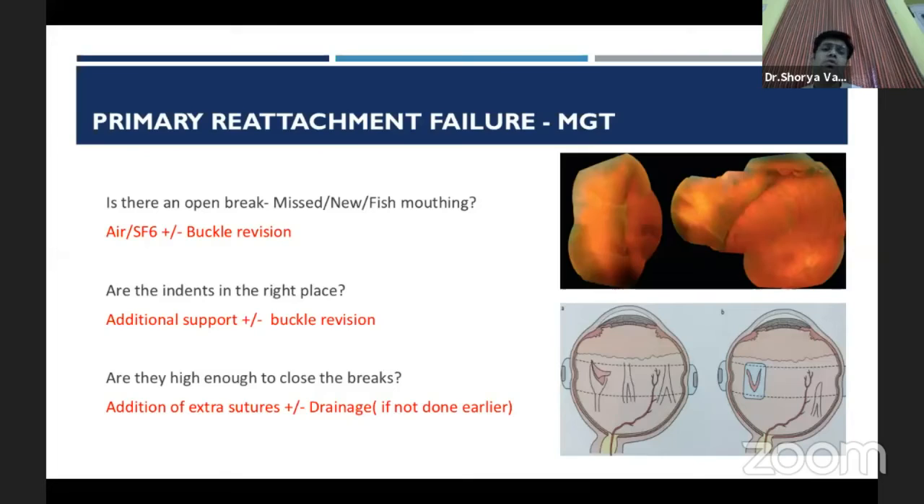So in such scenarios, what should we do? Well, we should ask if there is an open break. In such cases, we should give air or SF6, and we can go in for a buckle revision. And then we should ask, are the indents in the right place? So, is the break well supported by the buckle? If not, then additional support can be given. Then we should know whether the buckle is high enough, whether it is giving the enough indent that is required. If not, then we can give extra sutures or drain.